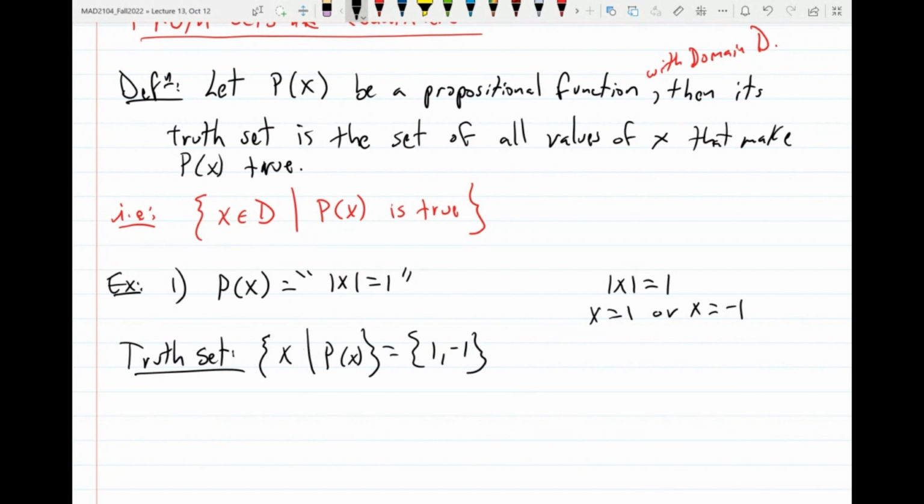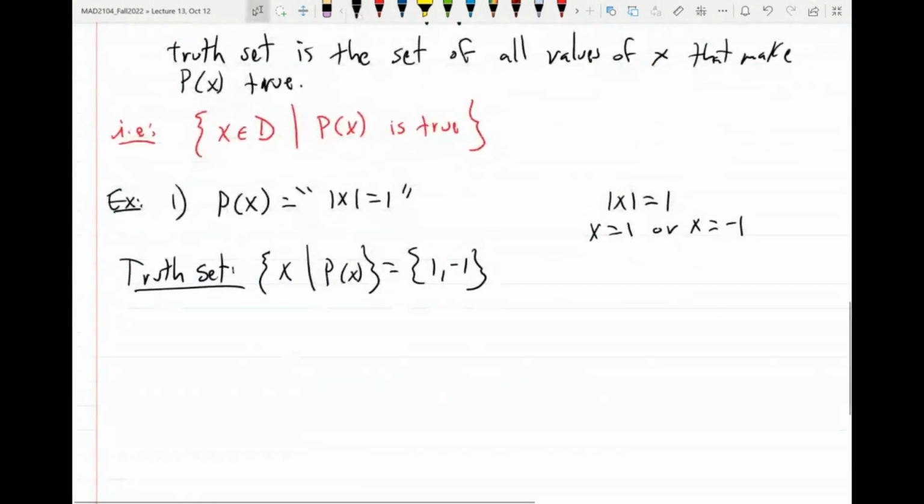You understand this? So in college algebra, you used to call it the solution set. Now that you know logic, we call it the truth set of a propositional function. This is your propositional function. Remember, an equation is a propositional function. This is not a proposition because we don't know what X is. Once you give me X, then it becomes a proposition because you can tell whether it's true or not.